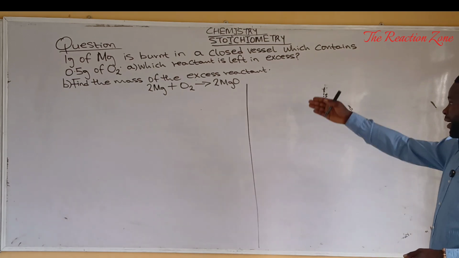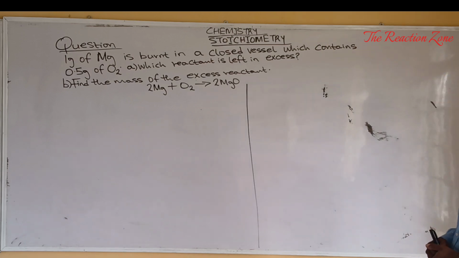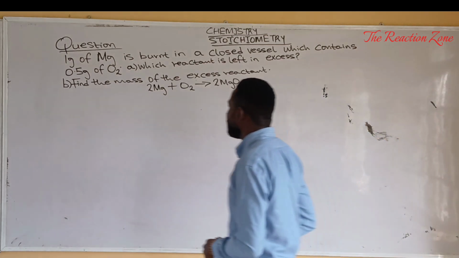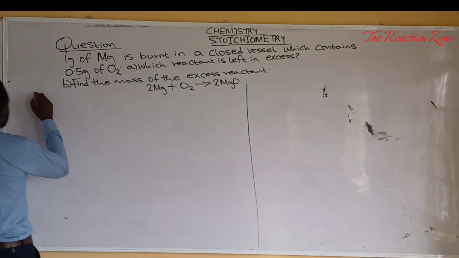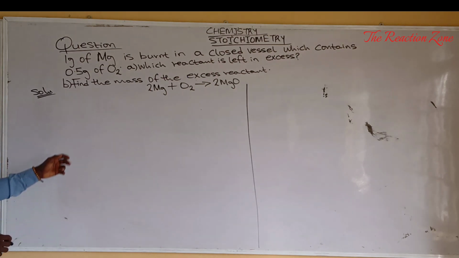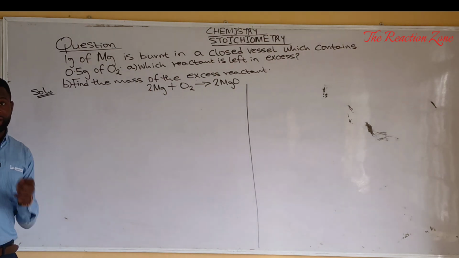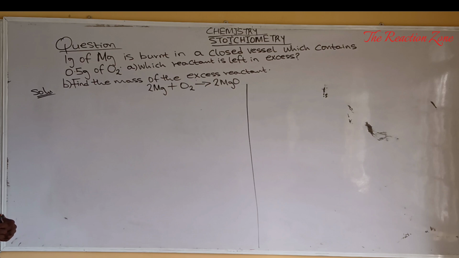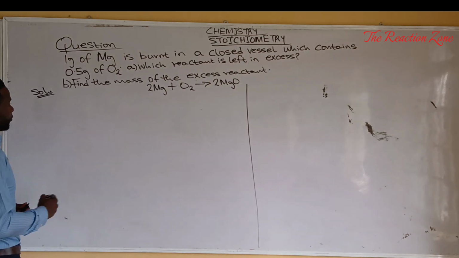And then we are given the balanced chemical equation for the reaction between magnesium and oxygen. To solve the first part of the question, we need to first of all determine which of the two reactants is the limiting reagent. When we know that, we'll be able to find the reactant that's left in excess. So please join me as we solve this.